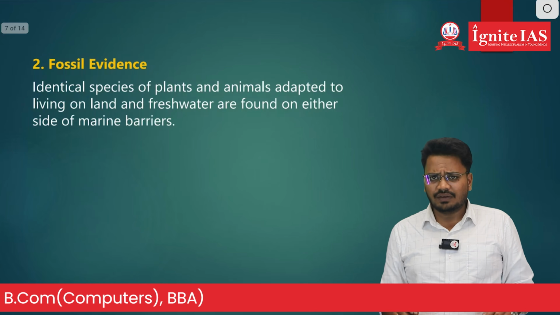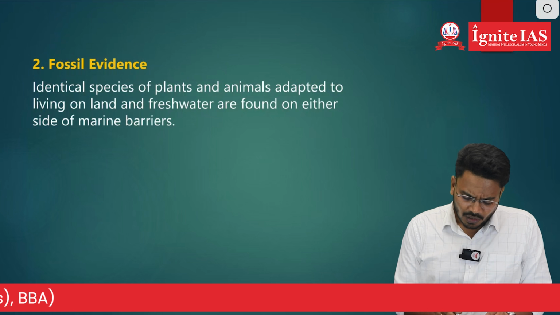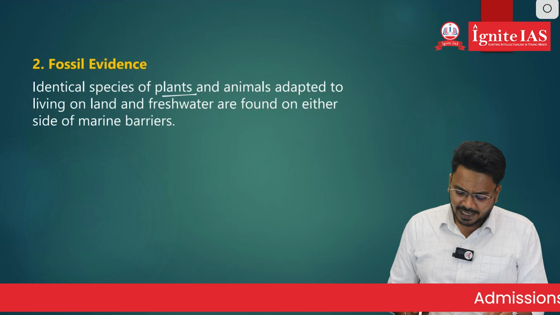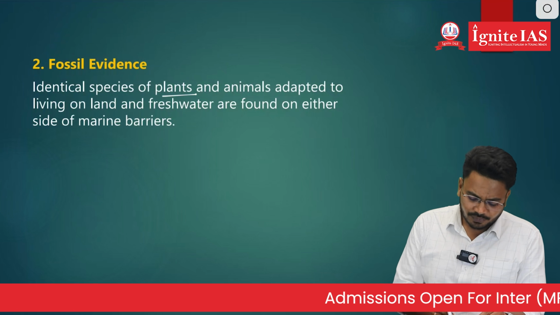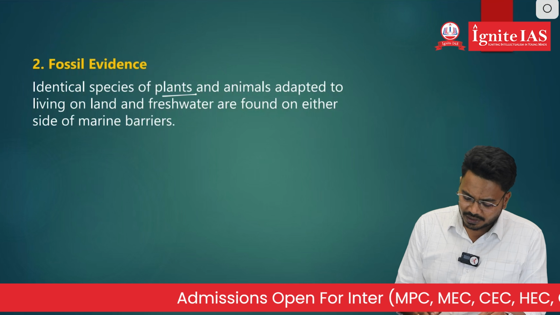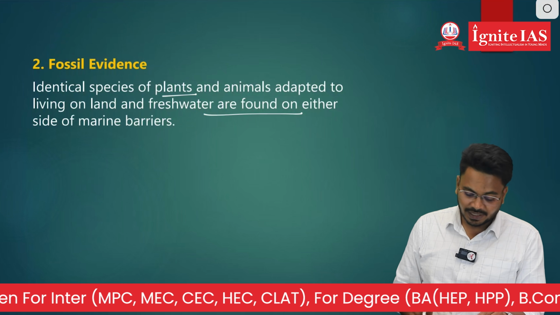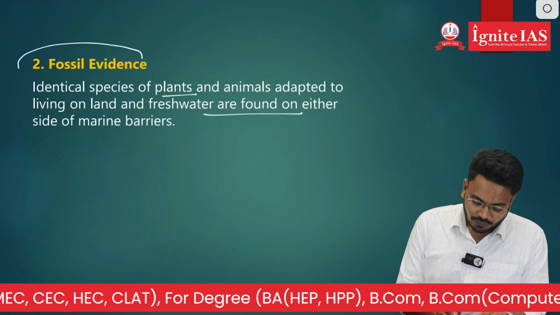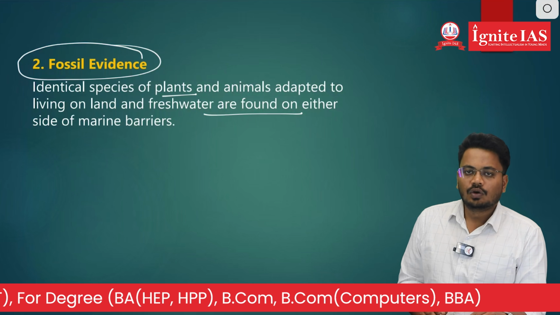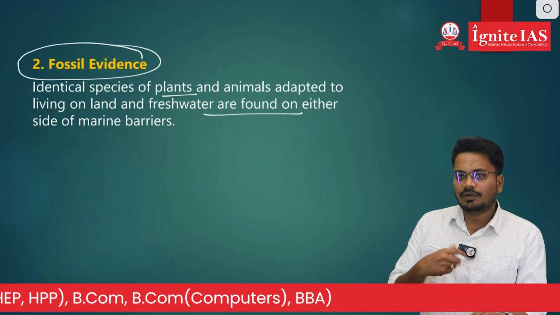Now if you see the second evidence, he is saying that identical species of plants and animals adapted to live on land and freshwater are found on either side of marine barriers. That means he is talking regarding the fossil evidences. So what is meant by fossil evidence? What is meant by fossil?